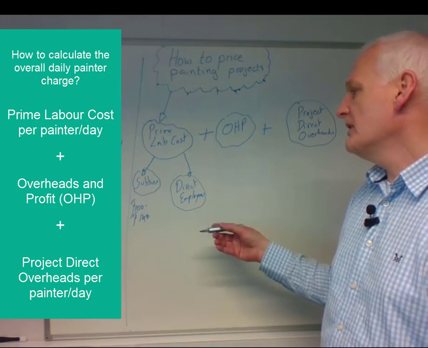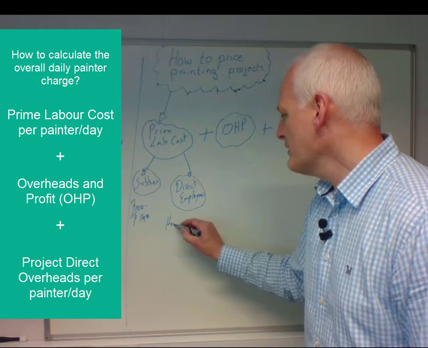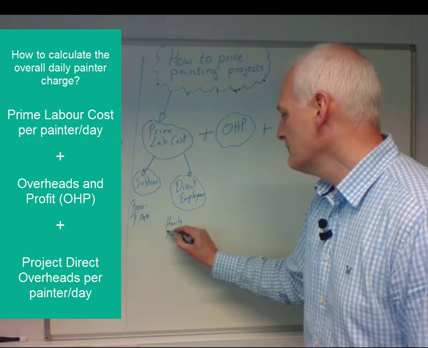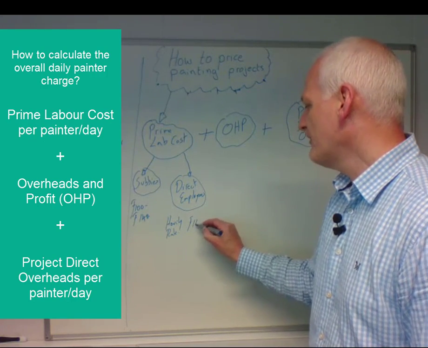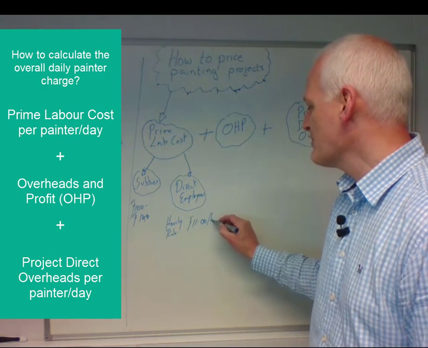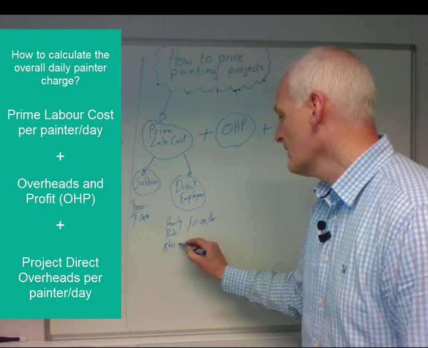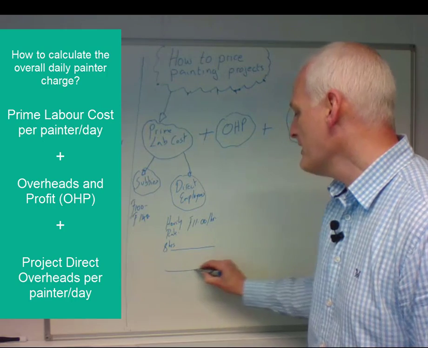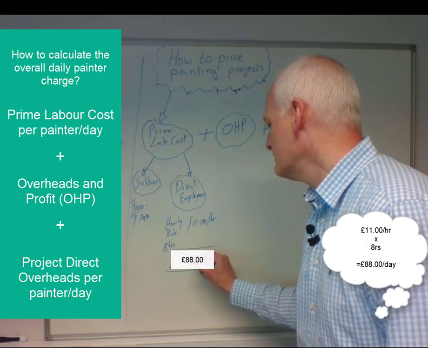Direct employees, that's slightly different, a little bit more difficult to calculate. Basically, you look at your hourly rate, how much do you pay your painter per hour, and let's say we're going to pay £11 per hour. Standard working day is 8 hours. So you can multiply your 8 hours by your £11, which gives you £88.